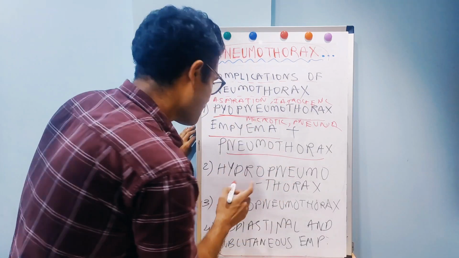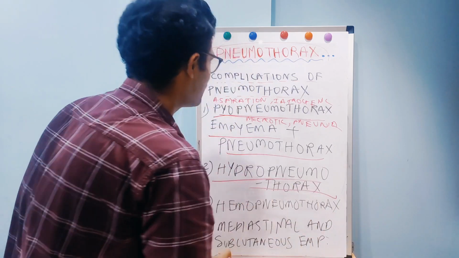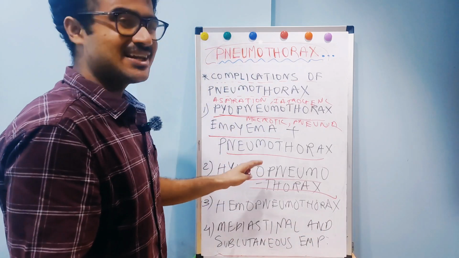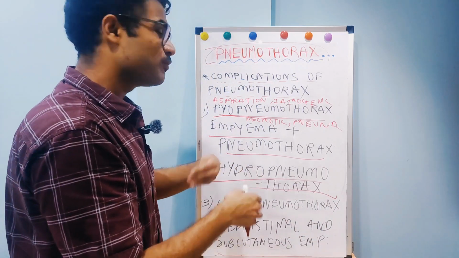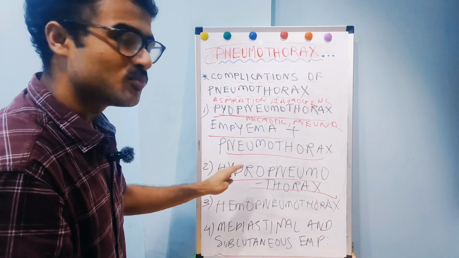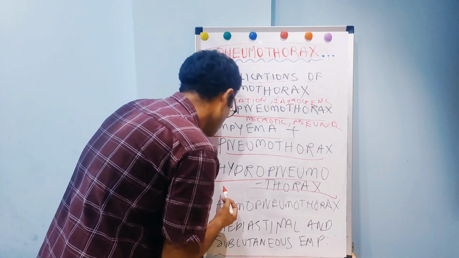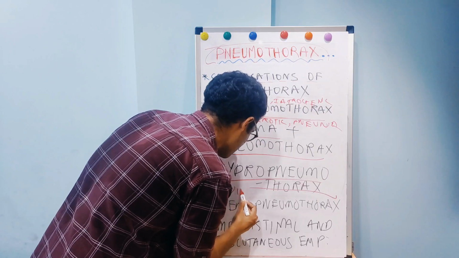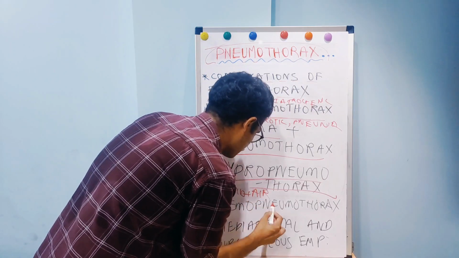Now I would be talking about hydropneumothorax. From the name only you can see there is air. It is a very rare condition, and air and fluid accumulate in the pleural cavity. So basically that leads to hydropneumothorax. Fluid and air, fluid plus air.